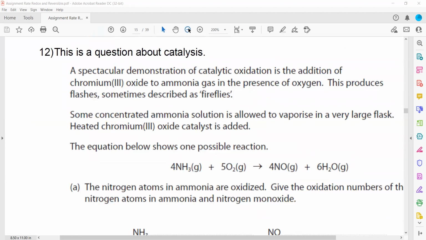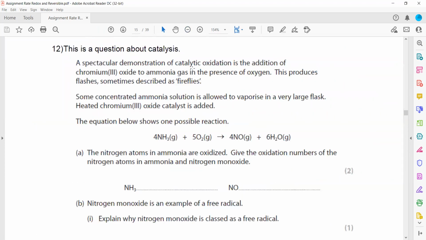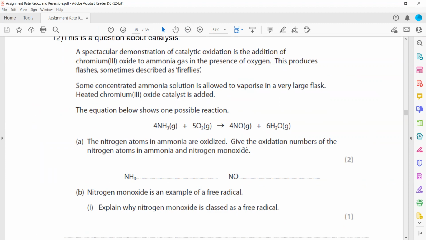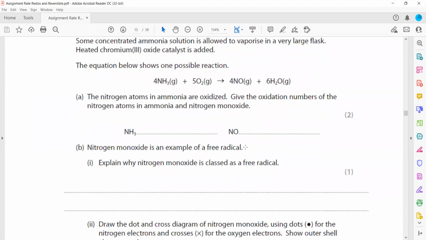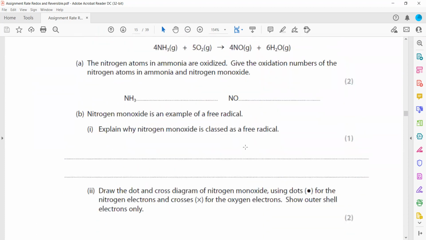In question 12, this question is about catalytic oxidation. Chromium(III) oxide is used to oxidize ammonia in the presence of oxygen. Some concentrated ammonia solution is allowed to vaporize in a large flask. The equation is shown here. The nitrogen atom in the ammonia is oxidized. Give the oxidation number of nitrogen in ammonia and in nitrogen monoxide.